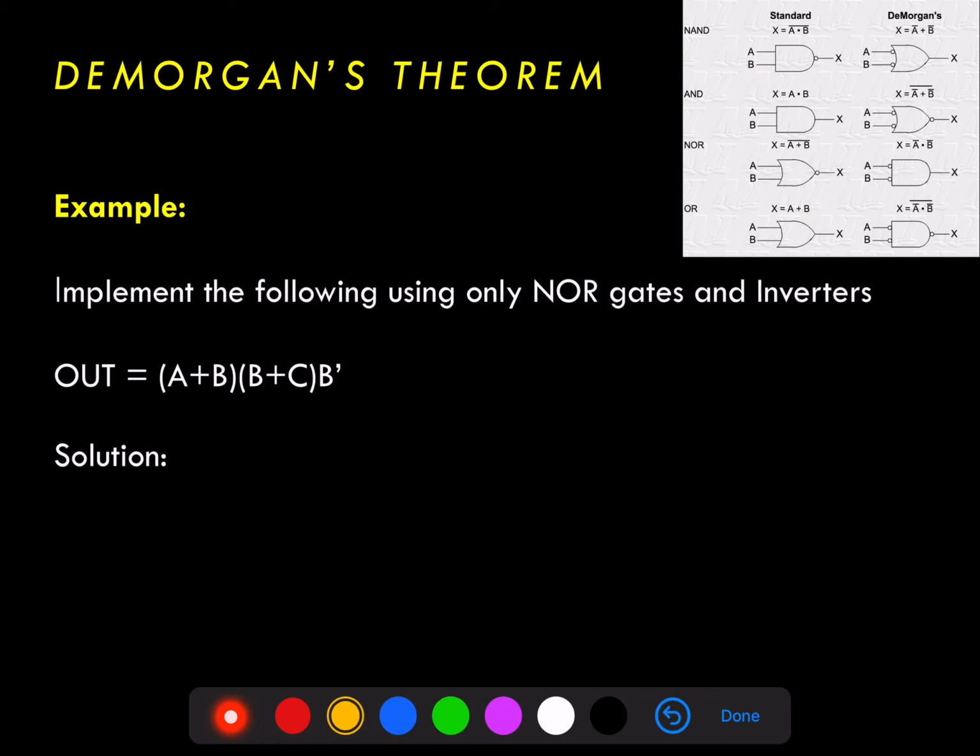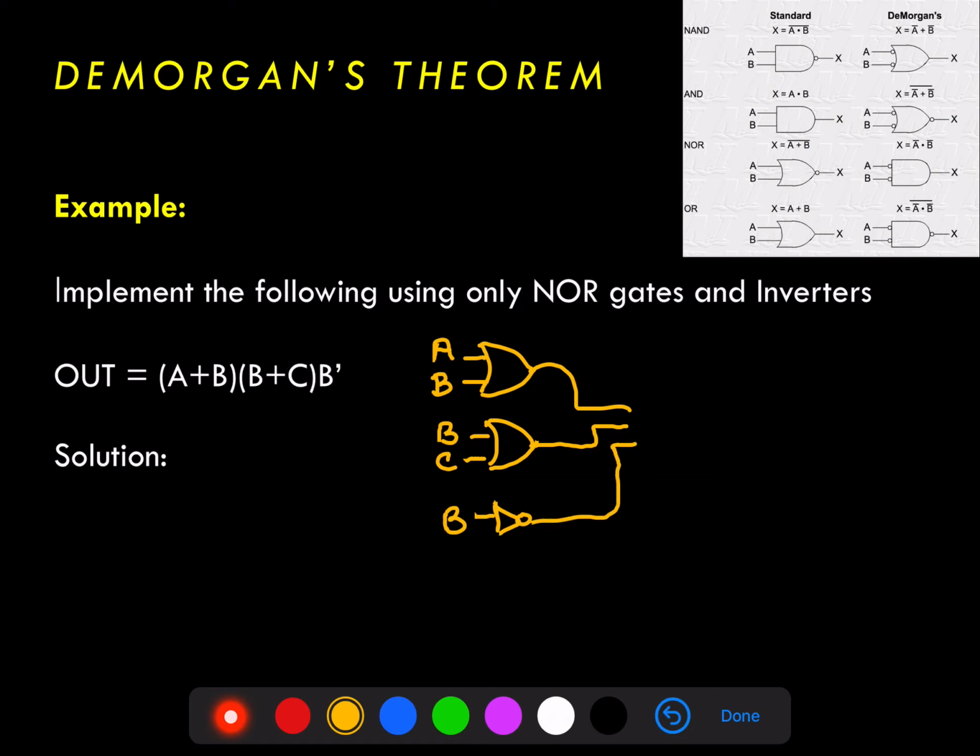We can do a similar thing to come up with an implementation that uses only NOR gates and inverters. In this expression, out starts as a function of OR gates. And without simplifying it, we'll just OR together A and B, then B or C, and then we'll invert B, and we'll AND those together to come up with the output out.